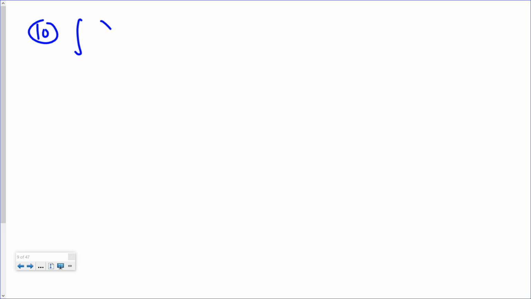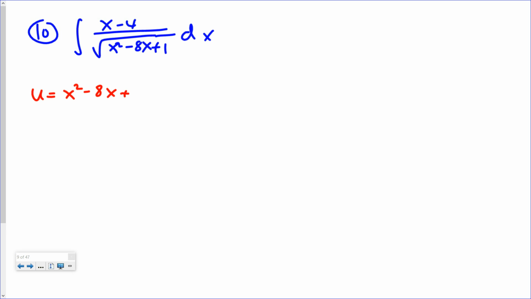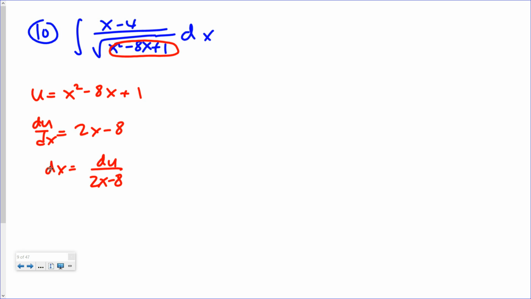Okay. It's an integral of (x minus 4) over the square root of (x squared minus 8x plus 1) dx. All right. Guys, always try u substitution first, all right? So I'm going to make my u equal to x squared minus 8x plus 1. It's not the whole denominator. Since it's not the whole denominator, it's not an ln problem. I just want to warn you. It is in the denominator, but it's not the whole denominator. So my du/dx is going to be 2x minus 8. So my dx will be du over (2x minus 8), okay?